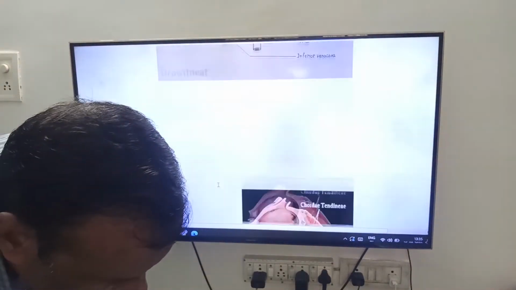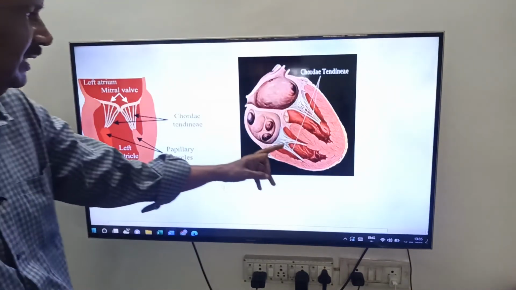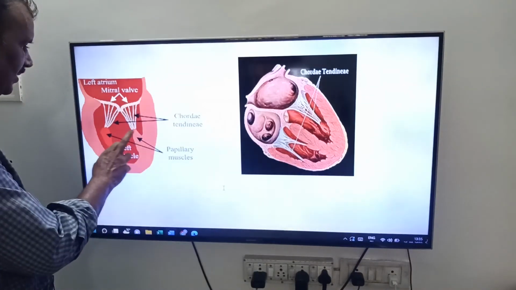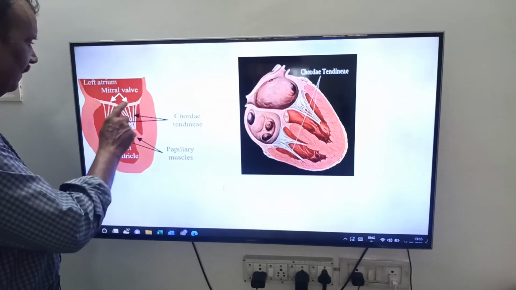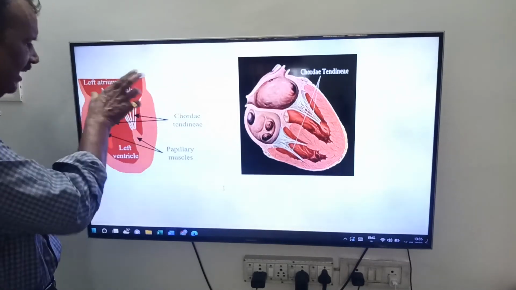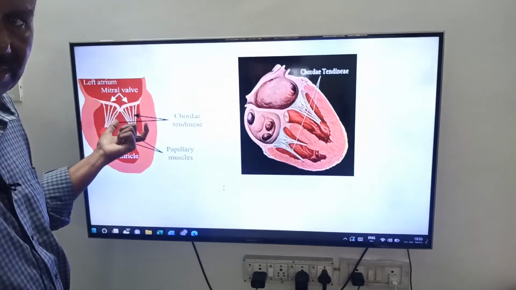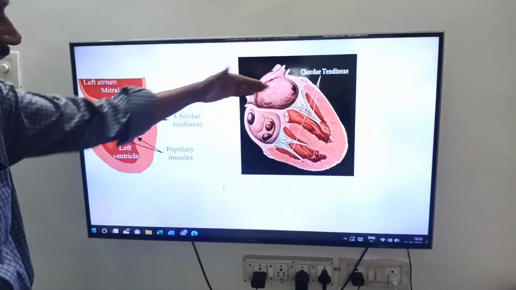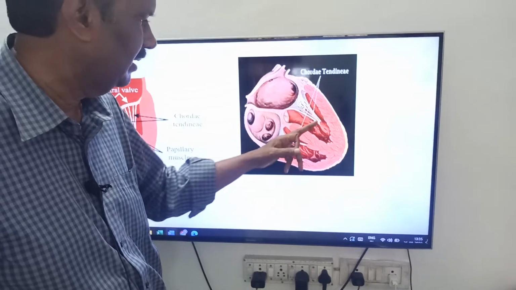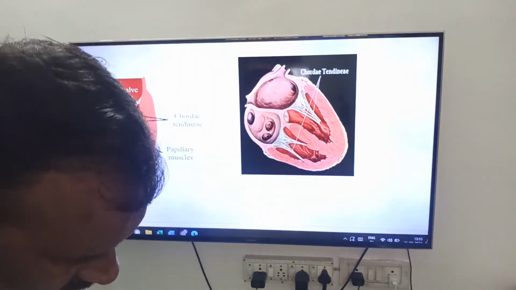Okay friends, now see here. Now see the chordae tendineae, friends. See, these are chordae tendineae. They are connecting what, friends? Papillary muscles. These are the papillary muscles. This is a chordae tendineae. This is the tricuspid valve and this is the mitral valve. This is only the left ventricle, friends. So here we have only the mitral valve. But here you see friends, these are chordae tendineae. This is the right atrium, right ventricle. Okay friends, this is about the ventricles.